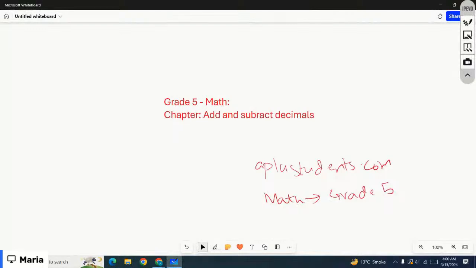Scroll down to grade 5 and then click on view all lessons. There you can find the list of the chapters. We're going to start with the chapter add and subtract decimals. So please make sure you have your notebook and pencil so that you can note down the important examples and definitions as well.